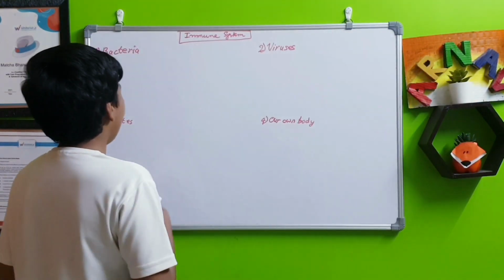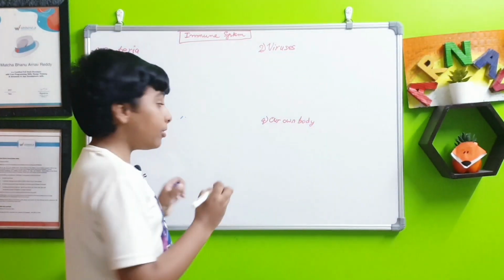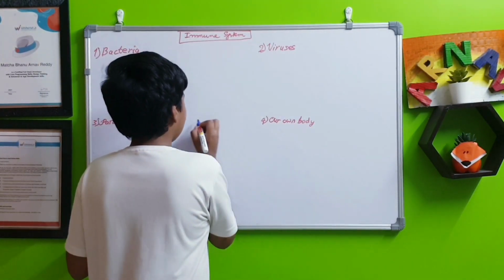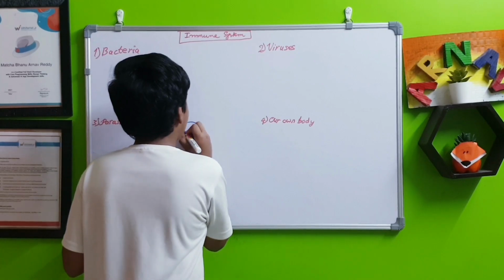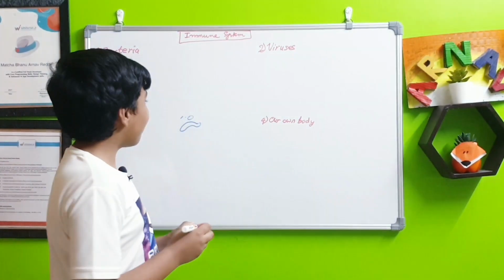If a bacteria is like this and a virus is just a small dot, a protozoa will be like this. And if a cell is like this. Yeah, that is the comparison.